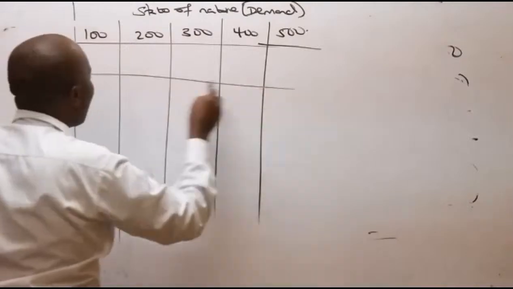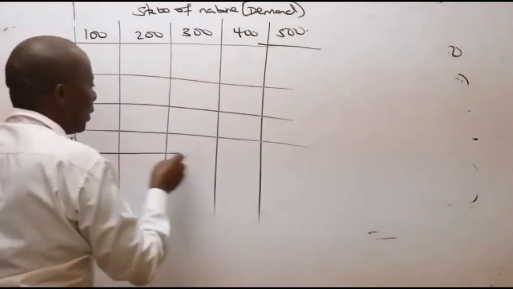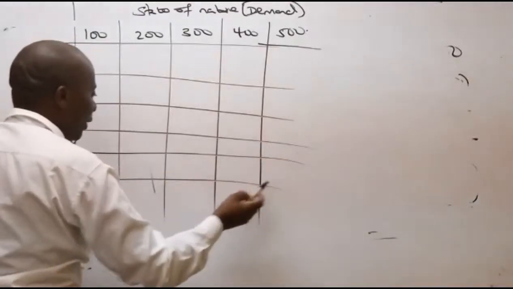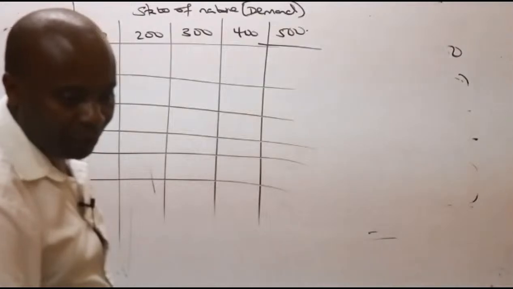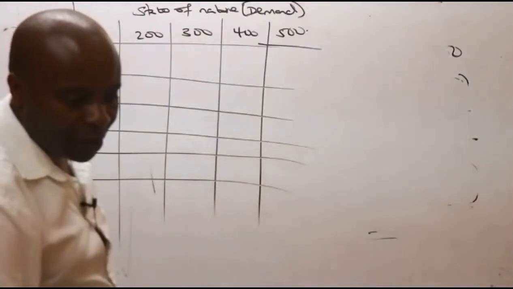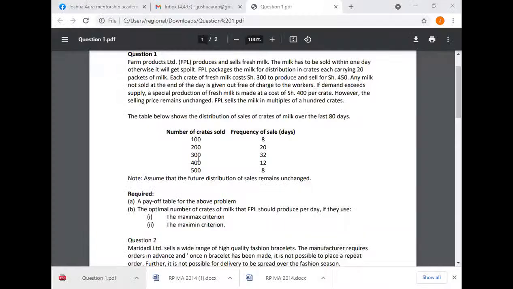Where did I get this 100, 200, 300, 400, all the way up to 500? Where I got them from, ladies and gentlemen, is here. In this particular question that you happen to have on your WhatsApp, they have told us the number of crates sold. You can see from 100 to 500, right? These are the ones I've worked around to get the supply and the demand. So, ladies and gentlemen, we can now read here.